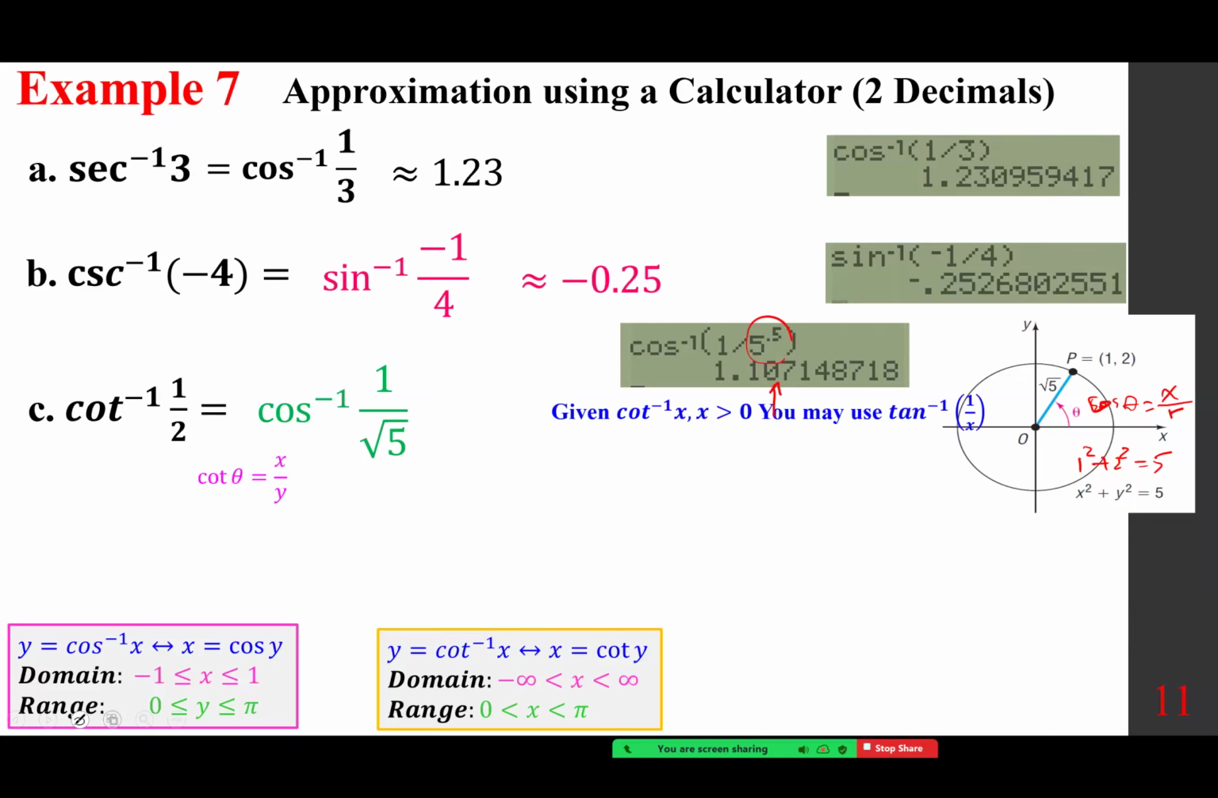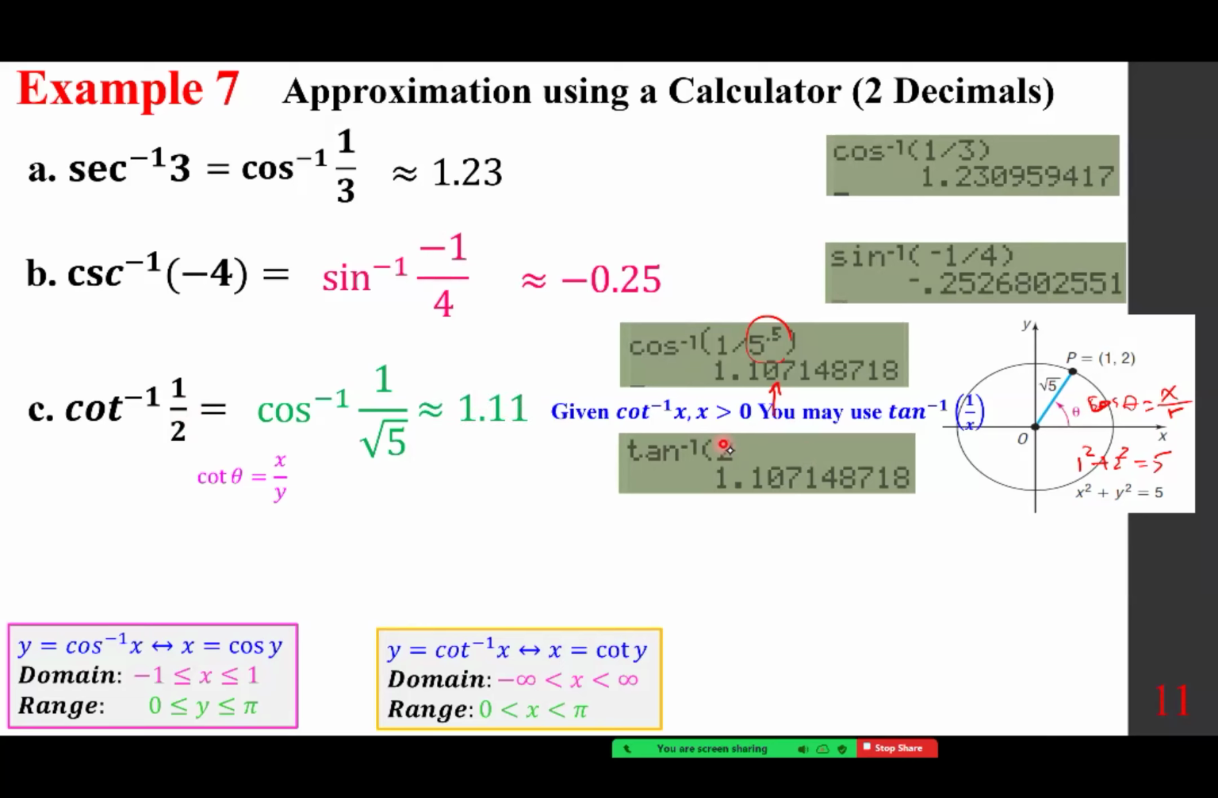Given cotangent inverse of x, pay attention to this one. If x is positive, you may use tan inverse of 1 over x. In other words, if this number 1/2 is positive, just use the tan inverse. And that gives you exactly, so tan inverse of 2, because the reciprocal of 1/2 is 2, everybody. And that gives you the same answer.